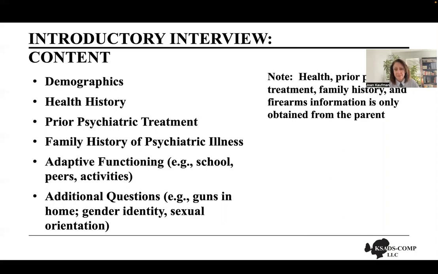Now, some of these items, like prior psychiatric treatment, family history of psychiatric illness, health history, firearms, and developmental history, are only obtained from the parent. But the other data is collected from both the parent and the youth.